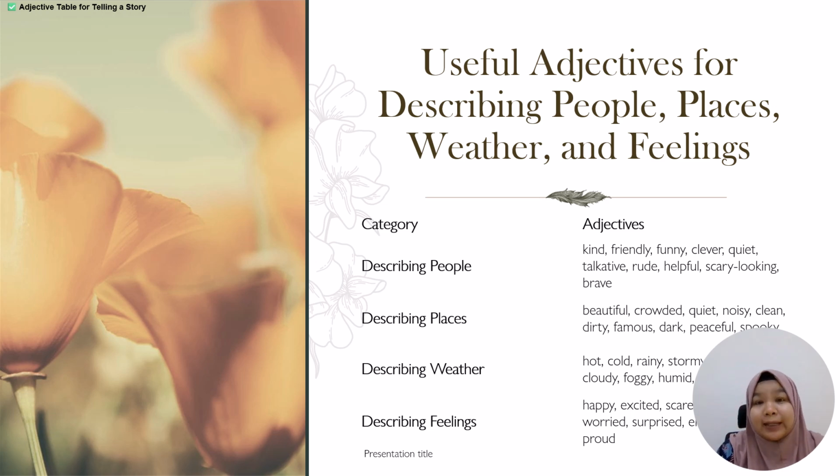Now, it is important to use adjectives to describe people, places, weather, and feelings. So, when you want to describe people, these are some of the adjectives that you can use. Some people can be kind, they can be helpful, some of them can be scary looking, or brave, or beautiful, or talkative, or quiet. All right, and you can also describe the place. The place can be famous, or beautiful, or noisy, or dark, or crowded, or deserted. Okay, so the opposite of crowded is deserted or isolated. And you can also describe the weather as hot or cold or freezing or stormy or foggy or humid.